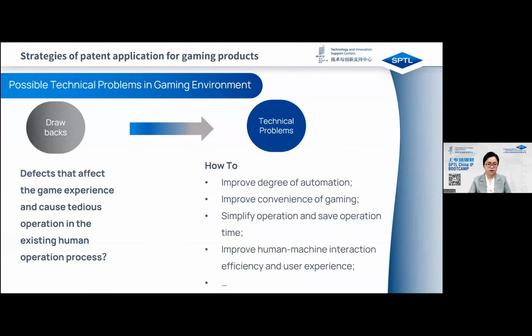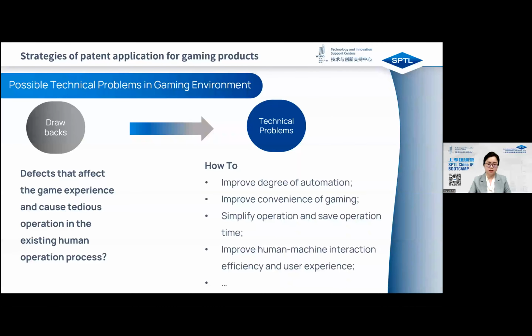First of all, as mentioned above, the technical solutions should be able to solve technical problems first. And it is very important to find or to explore technical problems when drafting. It can be considered whether there are certain defects in some operations or processing during the operation of the game. And based on the defects, technical problems can be deduced.